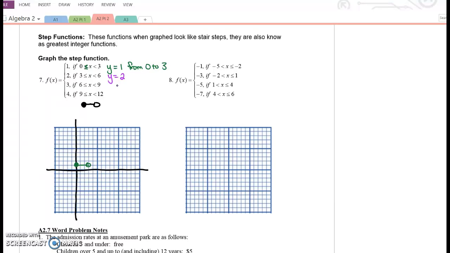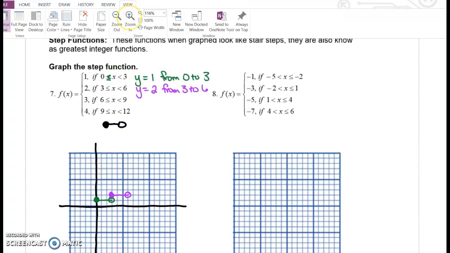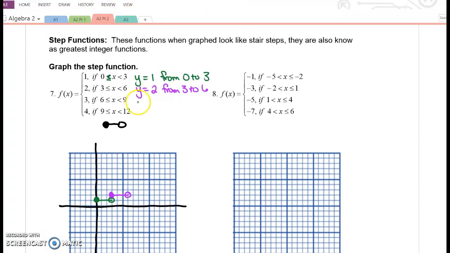What x values do we want to see for this piece of the horizontal line? From 3 to 6. So 3, here's our horizontal line, solid circle, 4, 5, 6, open circle at 6. The next one is y equals 3. What x values do we want to see for this piece? From 6 to 9. So closed circle at 6, horizontal line, open circle at 9.